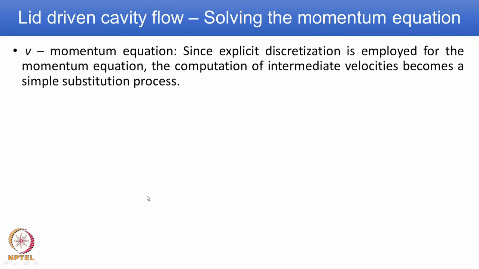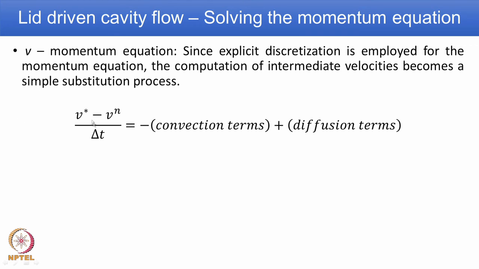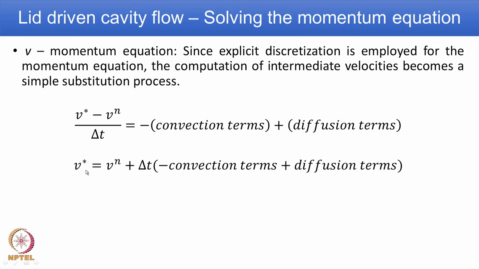In the V momentum equation, because we are following explicit discretization, the computation of the intermediate velocity becomes straightforward, as shown here. V star minus V n divided by delta t equals minus the convection term plus the diffusion term. We have independently evaluated the convection term and the diffusion term, so we directly use this expression to get what is known as V star. V star is equal to V n plus delta t times minus the convection term plus the diffusion term.